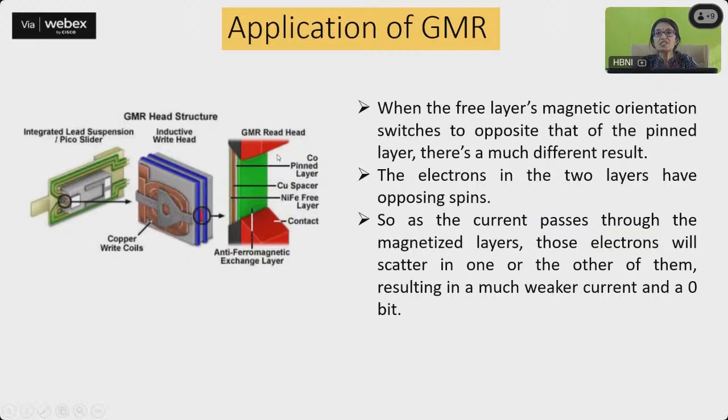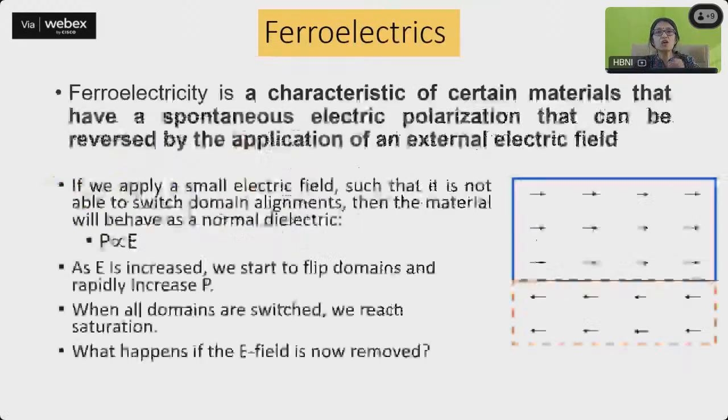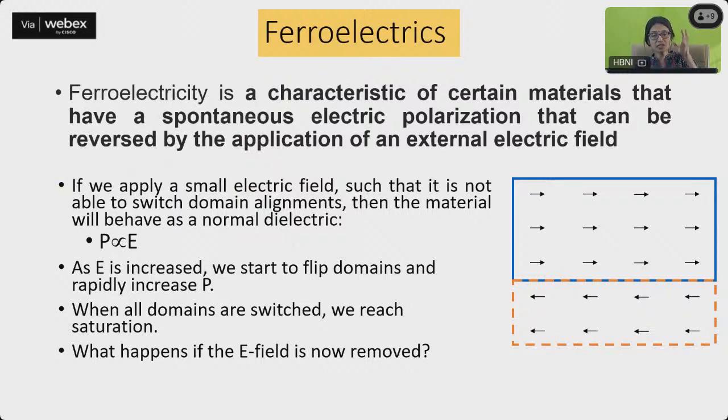When the free layer's magnetic orientation switches to the opposite of that of the pinned layer, there is going to be a much different result. The electrons in the two layers have opposite spins. As the current passes through the magnetized layers, those electrons will scatter in one or the other of them, resulting in a much weaker current. And so now you will see a zero bit. So this is how the sensing is happening. That is basically the application of GMR.